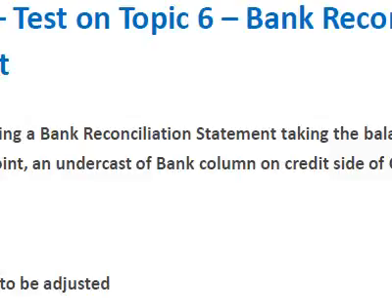Next, while preparing a BRS, taking the balance as per cash book as the starting point, an undercast of bank column on the credit side of cash book. So the credit side of the cash book records payments. There is an undercast of the bank column on the credit side, which means that payments are recorded short, which would in turn lead to an increase in the cash balance, and so we have to subtract the undercast in order to arrive at the correct balance of cash book.